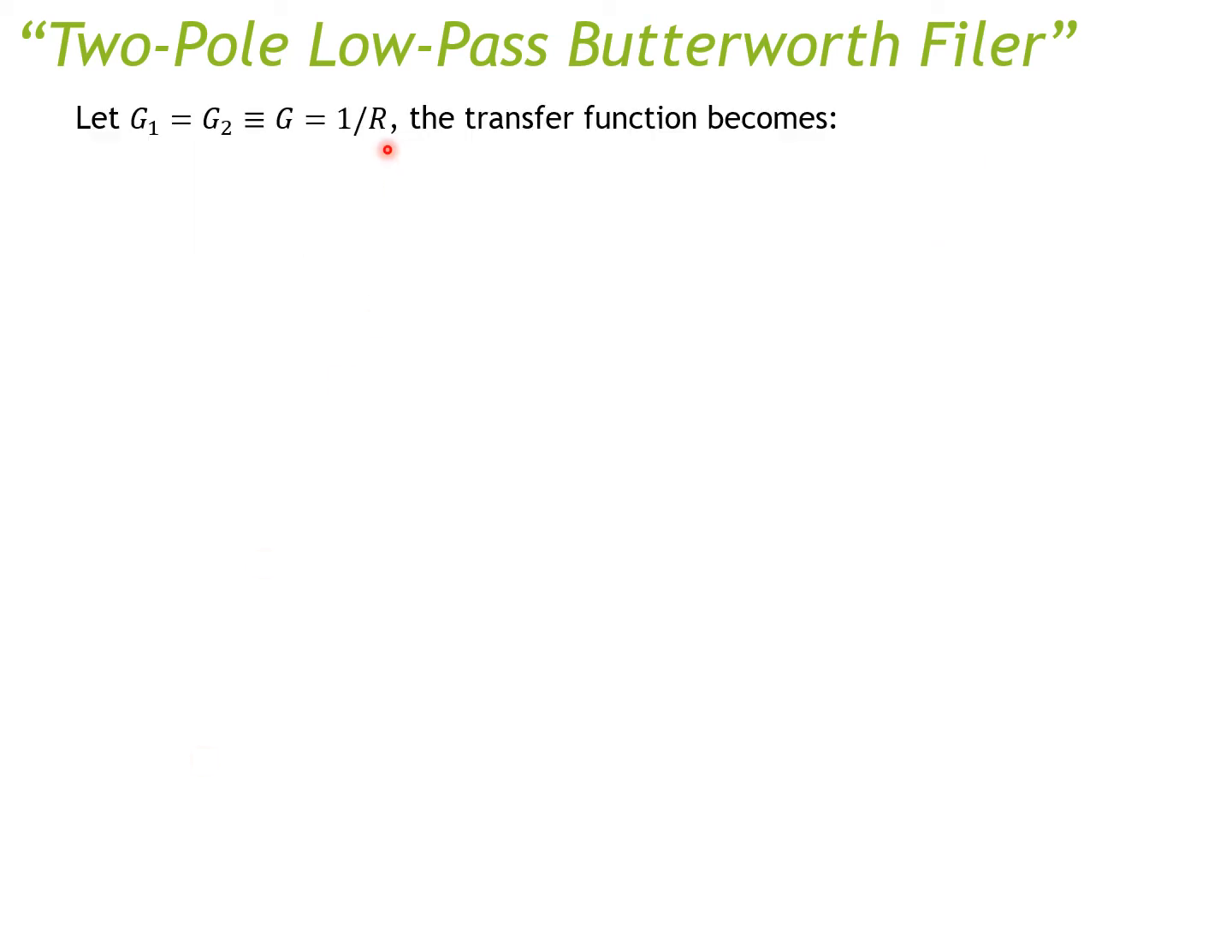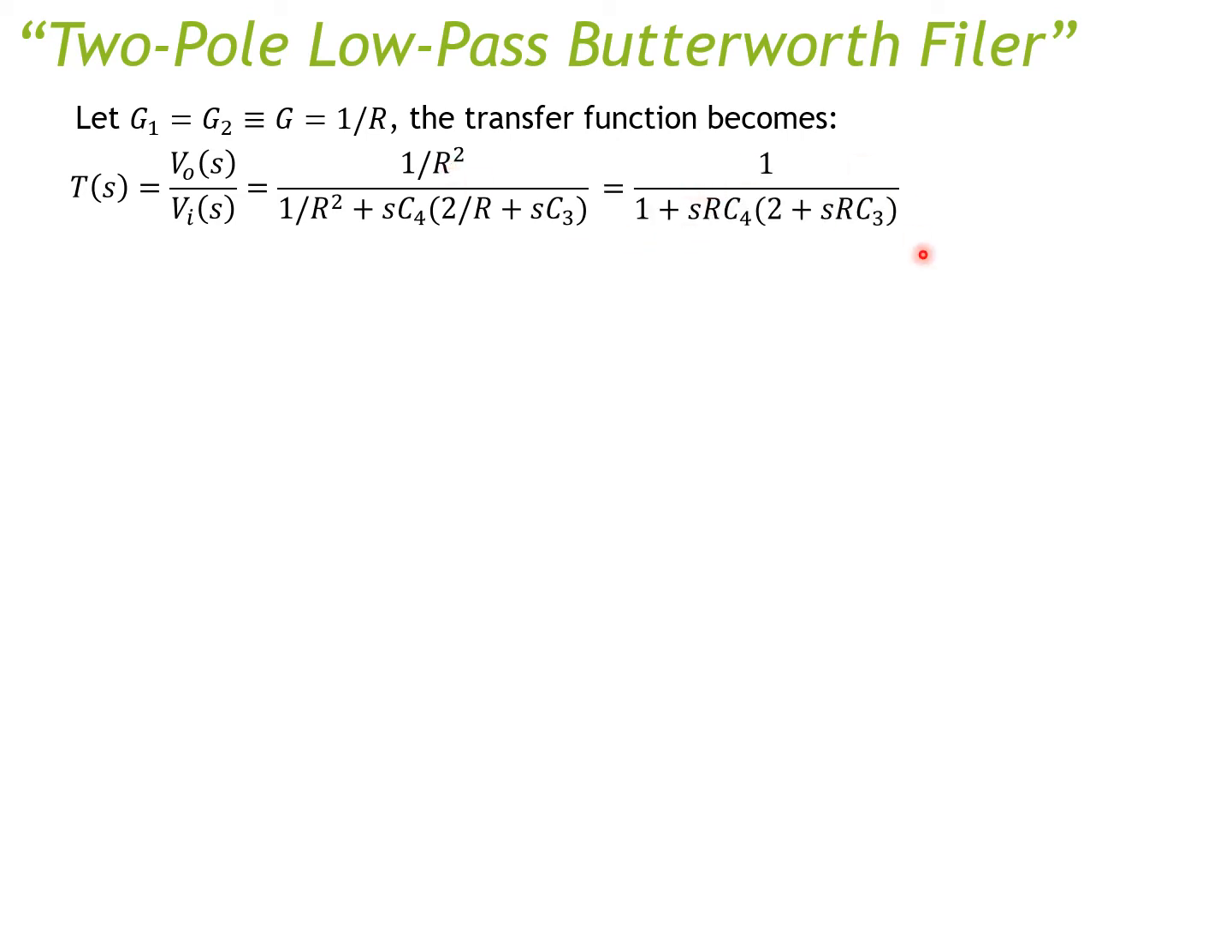So let's move on. If I assume that G1 and G2 are the same and both equal to G, so let's say I set both resistances R1 and R2 equal to R, I can write my expression like this, right? So I can simplify it. I can write this term as tau 3 and this term as tau 4.